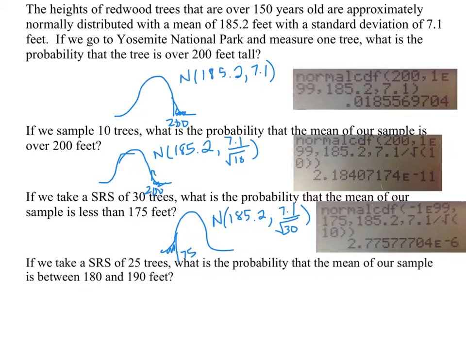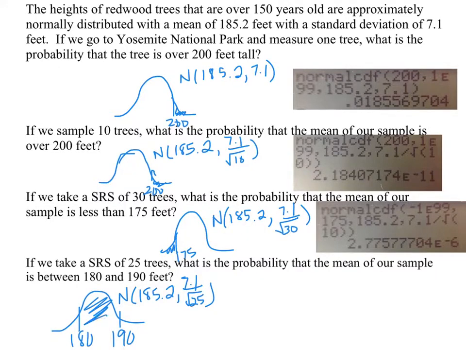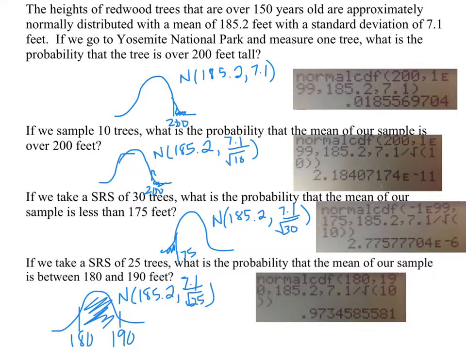Finally, if you took a simple random sample of 25 trees, what's the probability the sample mean is between 180 and 190? You can see that is a very high probability, and that makes sense. Sample means should be clustered close to the population mean, especially with a sample the size of 25.